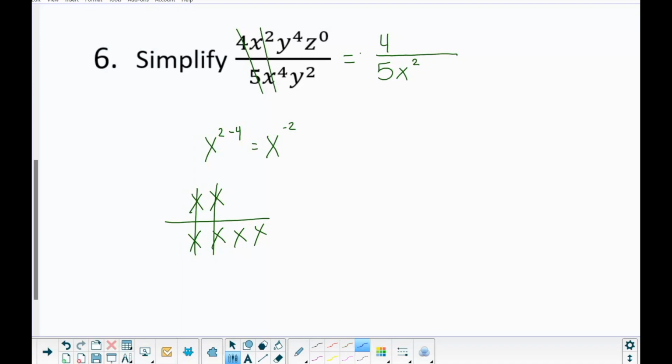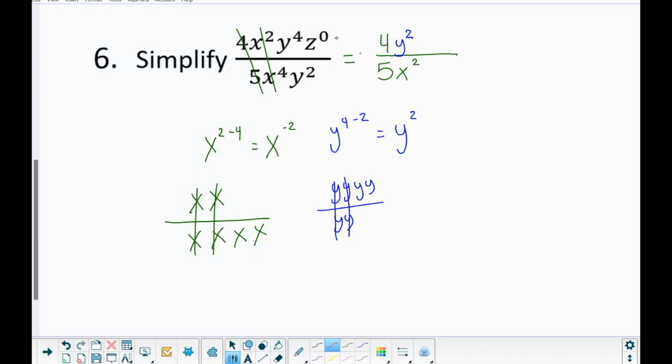So x's are done. Now let's go to our y's. Again, y to the fourth minus 2. You could just subtract, which gets us y to the second, positive, so it goes on top. Or if you're a visual person, you've got 1, 2, 3, 4 on the top, 1, 2 on the bottom, cancel out, you're left with 2 on the top.